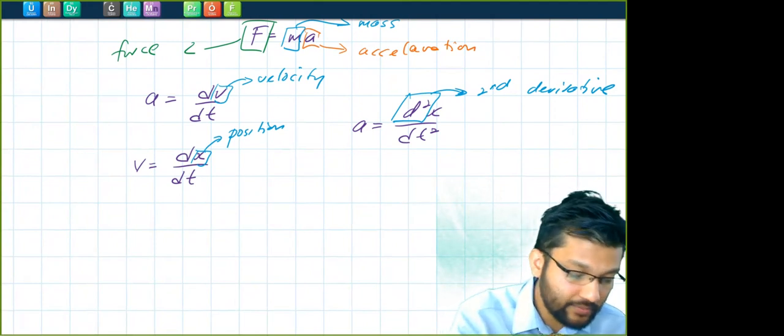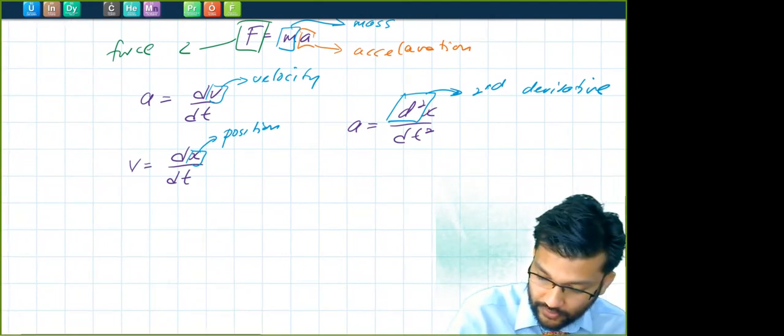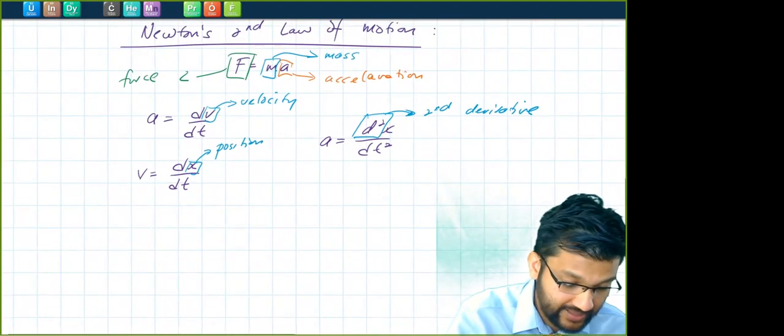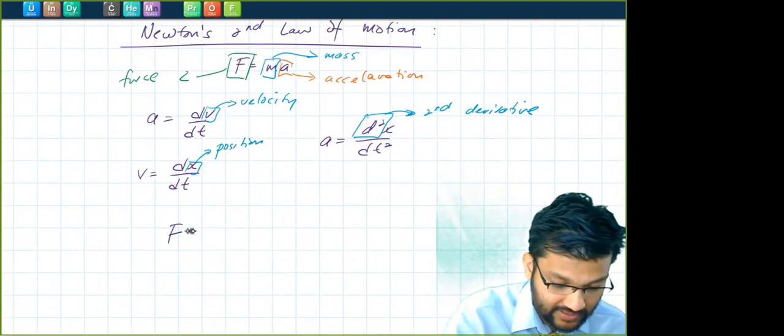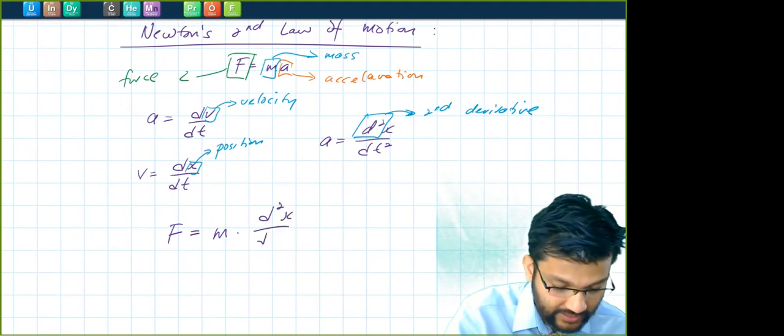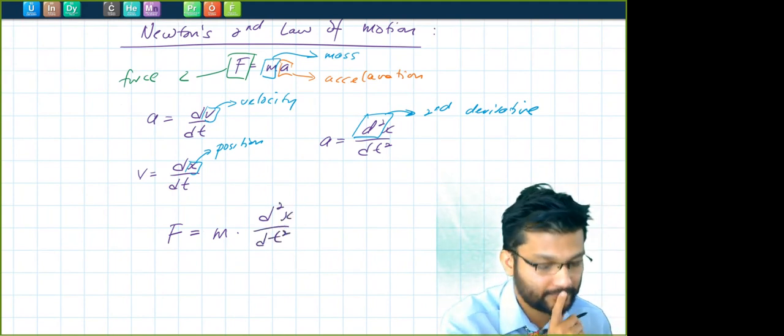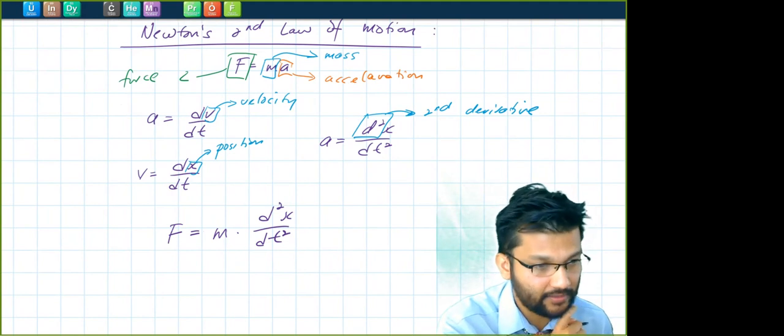So really what we could do is rewrite that equation this way. Force is equal to mass times the second derivative of position with time. That's the same as Newton's second law.